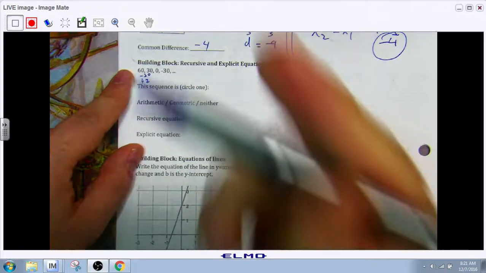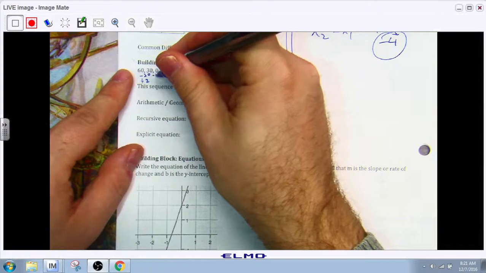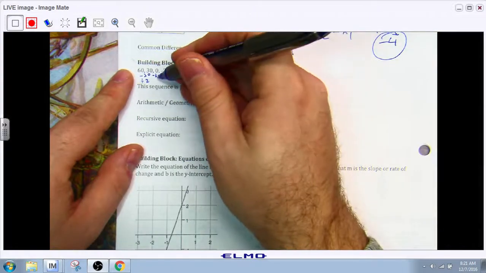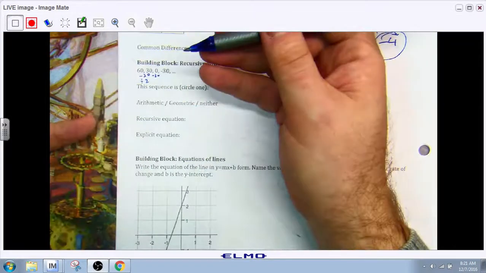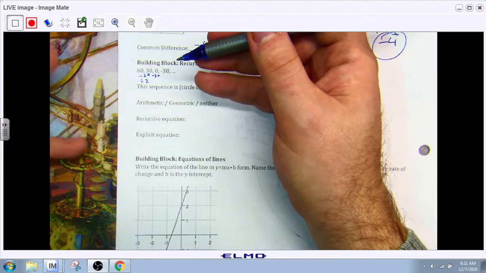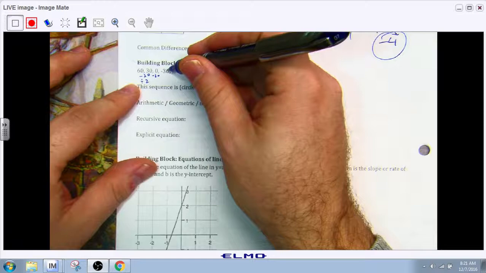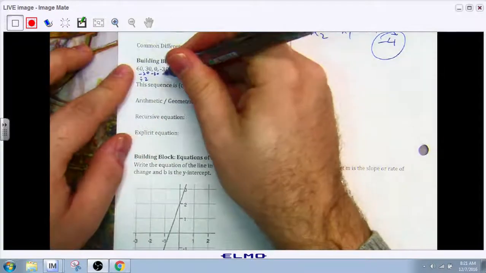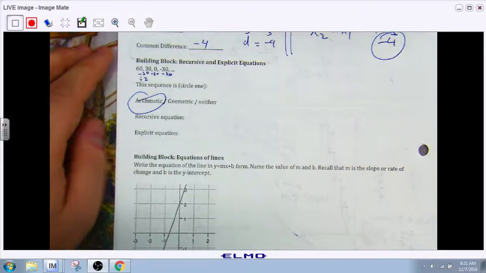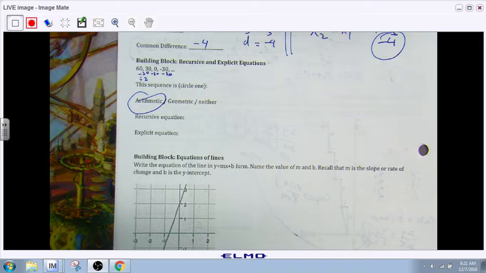Okay. From 30 to 0 is subtracting 30 or dividing by, well, there's no way to divide a number so that it gets to 0. It just actually cannot happen mathematically. And then it goes to negative 30, which is another subtracting of 30. So I'm doing an arithmetic sequence. I'm subtracting by 30 each time.